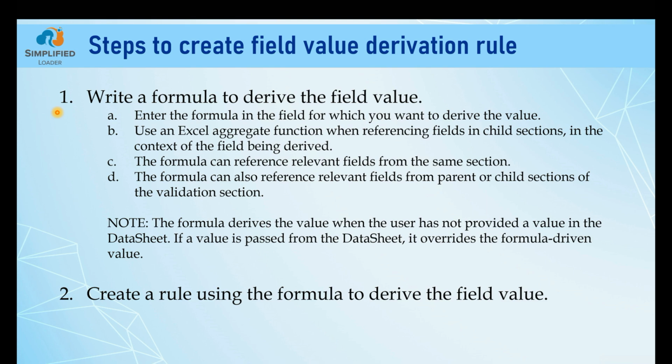The slide on my screen outlines the key steps for defining a rule to derive a field value. The first step is to write a formula. There are a few guidelines to follow when writing the formula. The first guideline is to write the formula in the same field where the derived value is needed. The second guideline states that when referencing fields in a child section, an Excel aggregate function like sum, min, max, etc. must be used. It is also important to understand that child sections refer to sections that are dependent on the section for which the value is being derived.